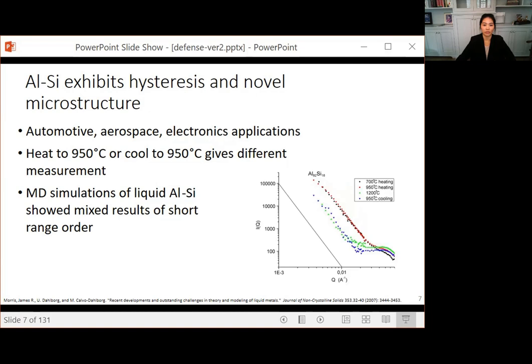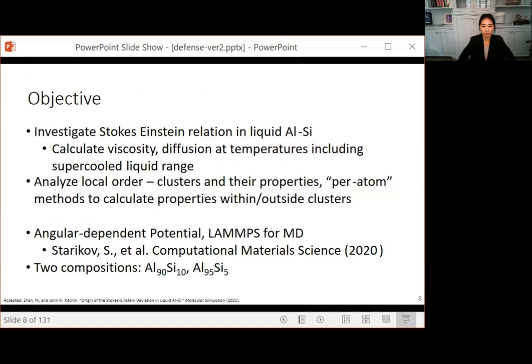And there are many literature studies of MD simulations for this system, and they did have some mixed results of the short range order. So we are taking a look at the system. Our objective in this part is to investigate the Stokes-Einstein relation and the local order in liquid aluminum silicon. We want to look at the local order because we think there are local structures that are important for the Stokes-Einstein relation. And we need to calculate the viscosity and the diffusion at multiple temperatures. We are using an angular dependent potential. This is a physical potential, and it was developed specifically for this alloy.